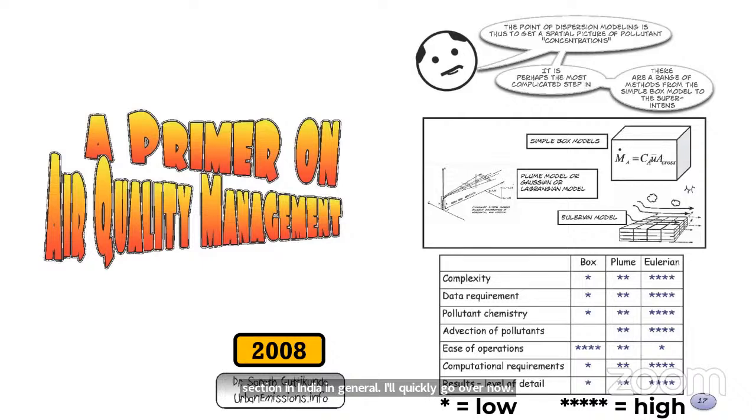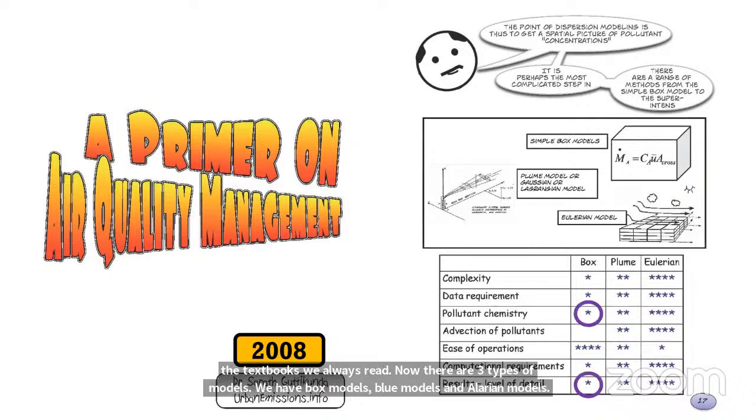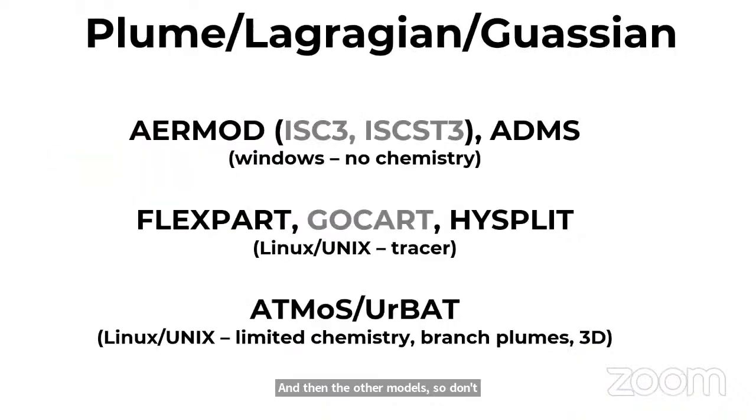In the textbooks, we always read there are three types of models. We have box models, plume models, and Eulerian models. And there is a lot of complexity in each of these. Even though the complexity in the box models is very low, I love the box models because they help you understand the chemistry part, the science part, a lot faster and easier than the other models. So don't underestimate the box models. Please do use them as much as you can.